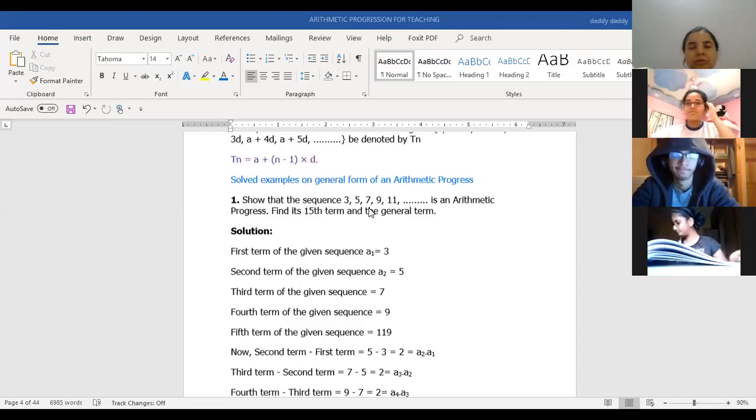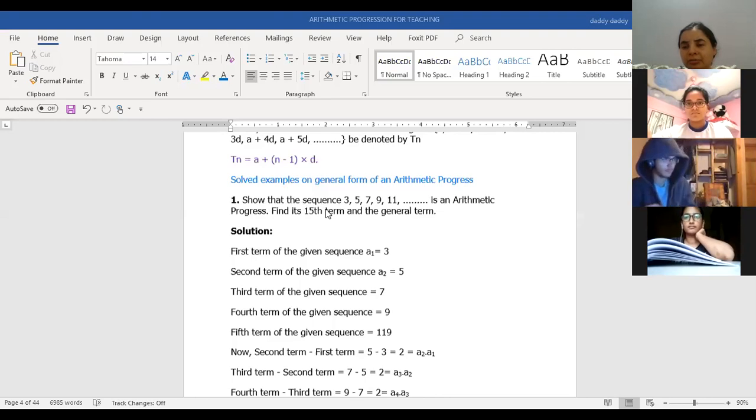So this was our first question where we had to prove that the given sequence or the series is an AP. Then we had to calculate the 15th term of the series, and then we had to find out the general term. So there were three parts in the question. The first part was done by finding out the differences between two consecutive terms, and we had checked for at least 3-4 terms.